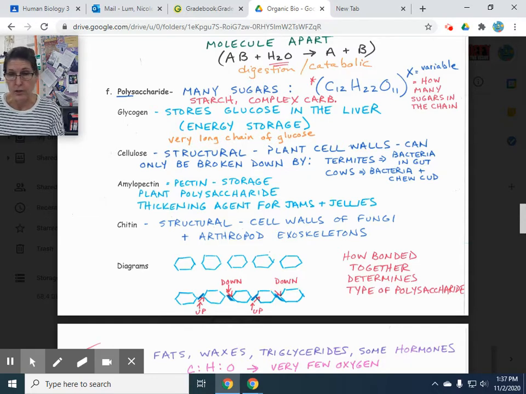Fungi, it is not a plant. It is a heterotroph. They're going to feed off things within the ground. However, they do have cell walls. So those cell walls are made of chitin, not cellulose, like what we find within your plant cells.